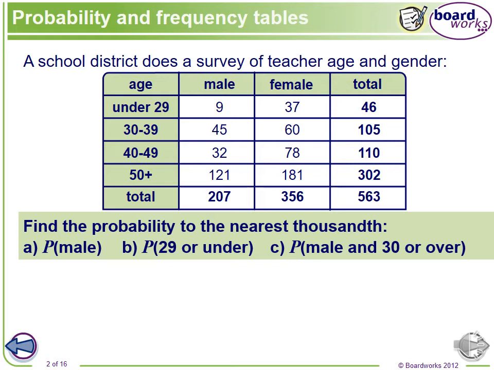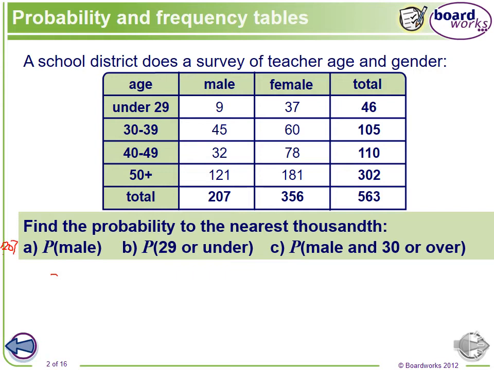Okay, we have 9 male teachers under 29, 45 male teachers between 30 to 39, 32 male teachers from 40 to 49, 121 male teachers from 50 to older. So you don't need to add them up in total, like some students trying to use a calculator to add them up. We don't need to do that because they already tell you here in this table. So the total male is 207. Let me write it on the side.